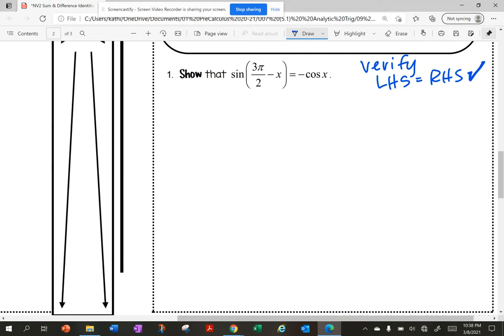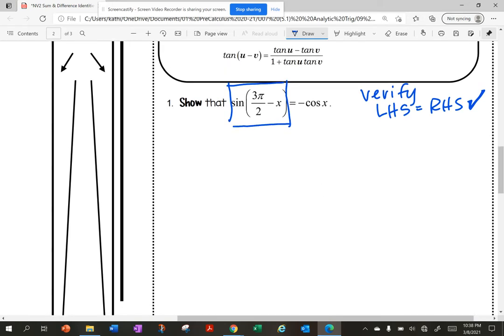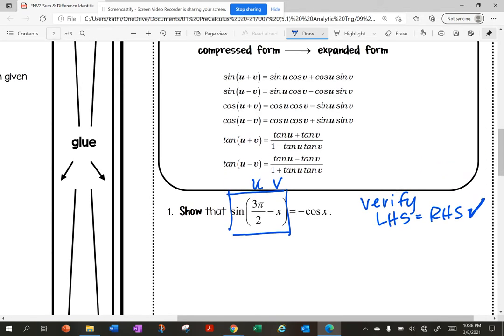So I see on the left-hand side, this is the more complicated side. So this is the side I'm going to simplify. So I have the compressed form. I have two angles. So my first angle U is 3 pi divided by 2, and V is x. So I'm going to expand this. So sine of a difference is going to be sine times cosine minus cosine times sine.